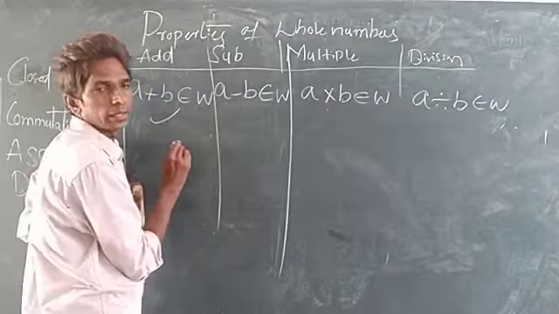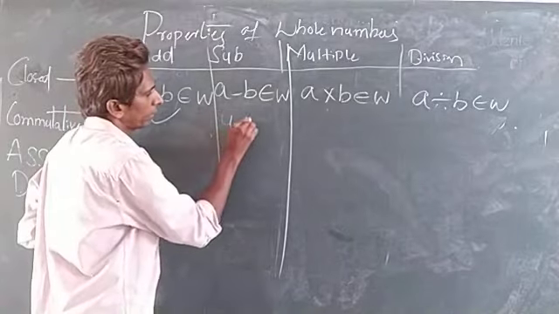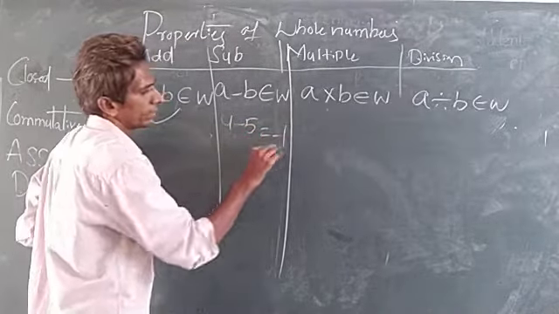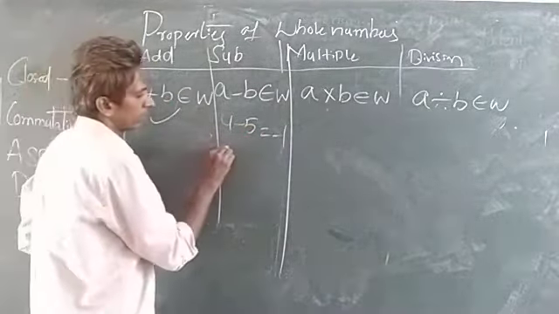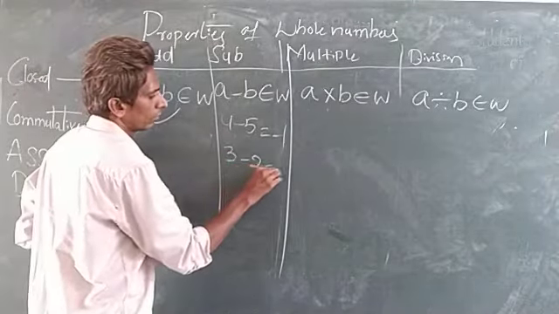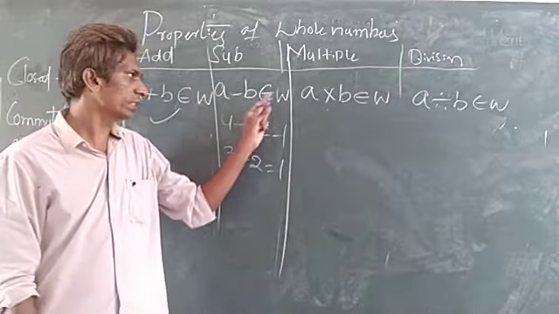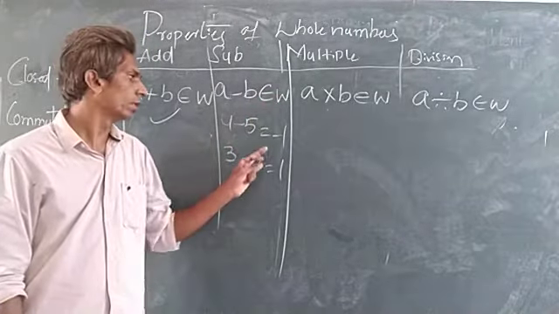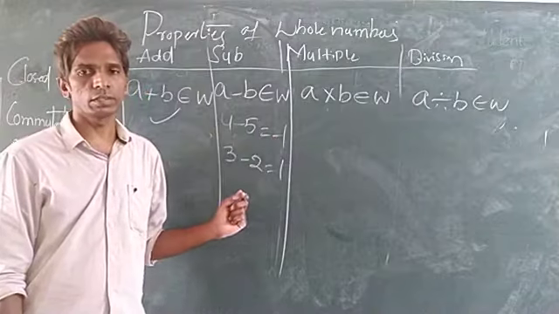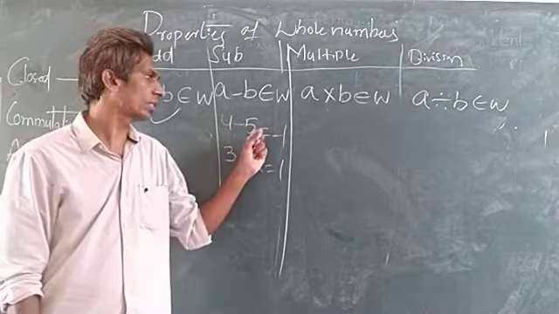So let us take another example. 4 minus 5 equals minus 1. Next, 3 minus 2 equals 1. So here we are getting a positive number. Positive numbers means it will become a whole number only. So here minus 1 came, so it is not a whole number.